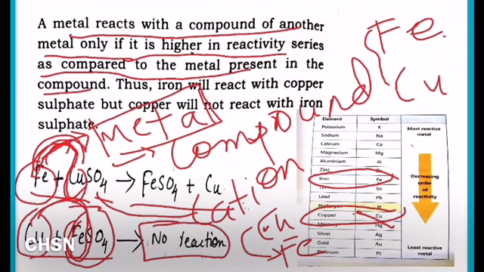So for displacement reaction, the free metal should be more reactive than the cation of the compound, then only there will be displacement reaction. In other words, the free metal should be above the cation of the compound in the reactivity series, then only there will be reaction.